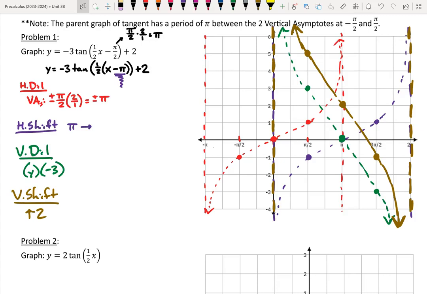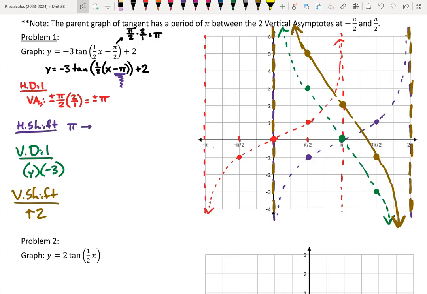So again, we're utilizing the same exact transformations that we've been using since, what, like September, right? You've also used them in previous years. Horizontal dilation, horizontal shift, vertical dilation, vertical shift. Those are our exact same transformations that we've been doing all year. We're just now applying them to our tangent function.